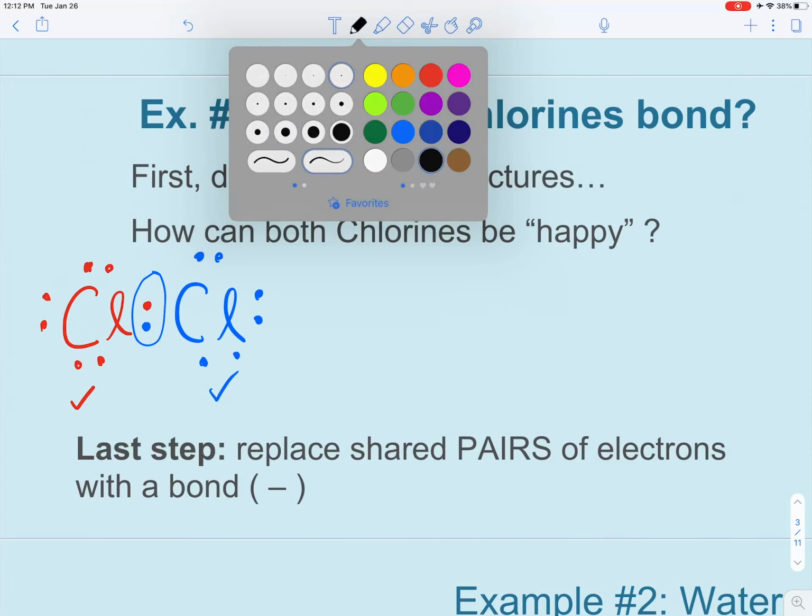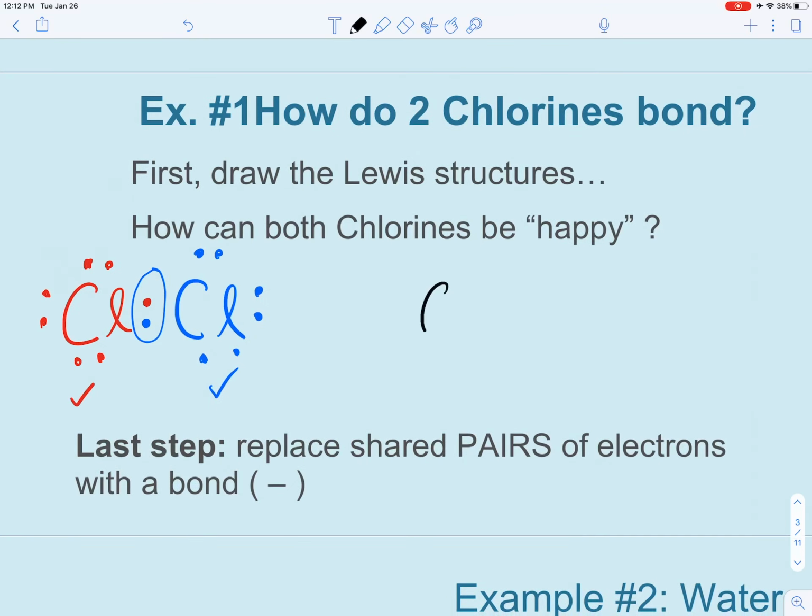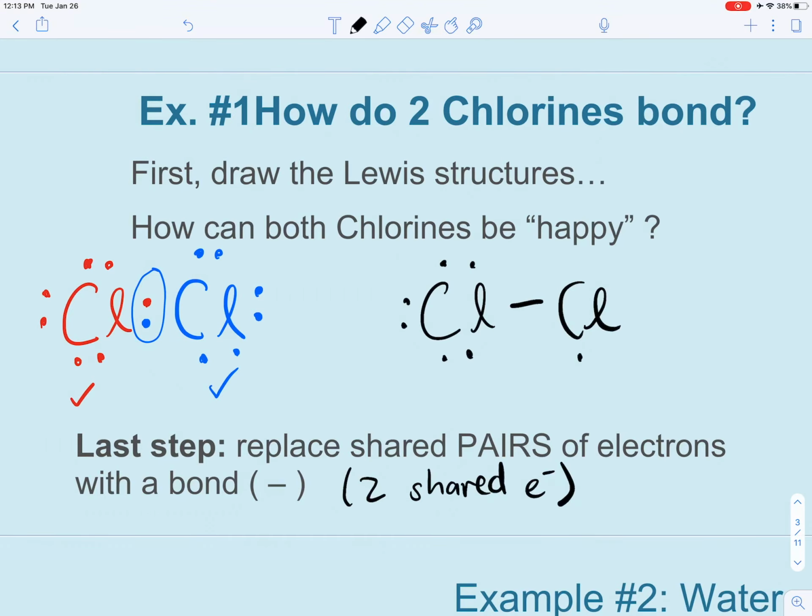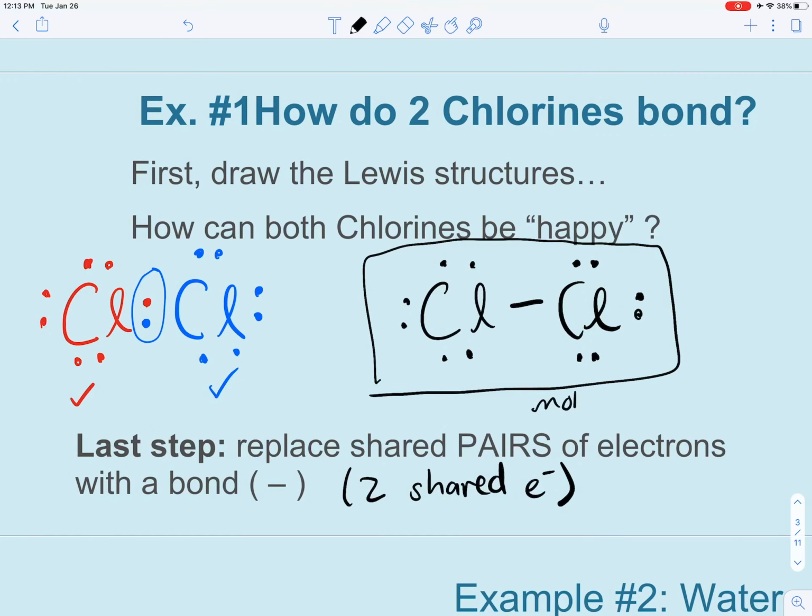To represent these shared electrons, we're going to draw a line instead of 2 dots. So every 2 dots represents 2 shared electrons. Okay, so we have a line between the 2 chlorines to represent those shared electrons, and this is going to be our chlorine molecule here. Okay, so we've got the atoms, and then this is our molecule. For those of you filling out your worksheet.